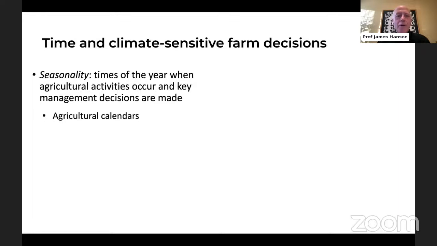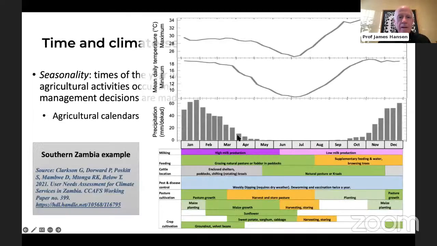I'm suspecting that many of you have encountered agricultural calendars or crop calendars of some form in the past. An agricultural calendar can be superimposed with graphs of climate seasonal cycles, and that can provide some insights about what's happening with the climate system when particular agricultural activities happen.